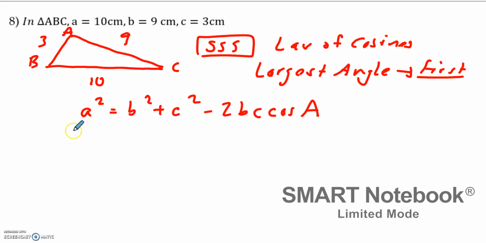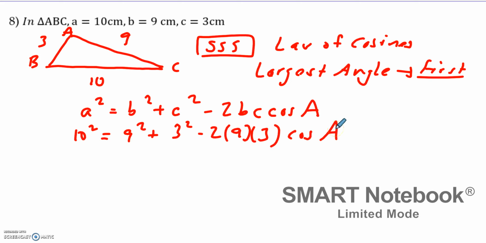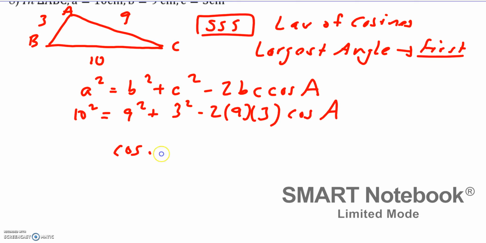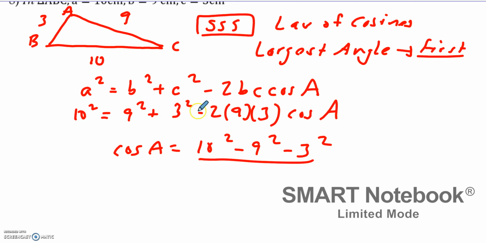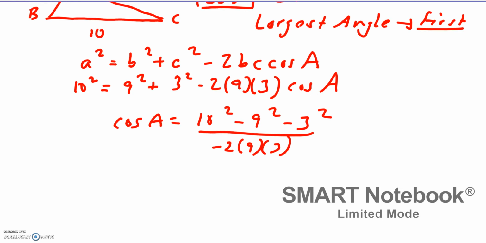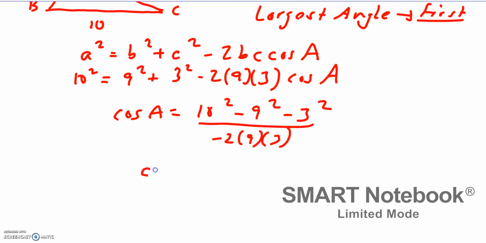And so we would plug in what we know. Side A is 10 squared, side B is 9 squared, side C is 3 squared minus 2 times 9 times 3 cosine of I don't know. So my suggestion would be doing this completely in the calculator. If you would like to get cosine A by itself, you would take 10 squared. You would then subtract 9 squared minus 3 squared to the other side. Move these two guys over here. And then, to get cosine A by itself, you would have to divide by negative 2 times 9 times 3, because all of these are currently multiplying cosine A. And so, if you did that, you would get that cosine of A is equal to negative 0.185 and so on in the calculator.